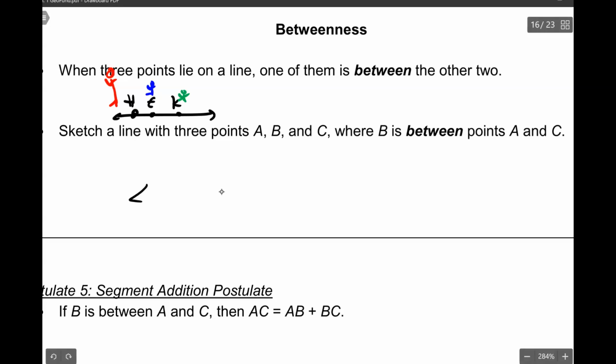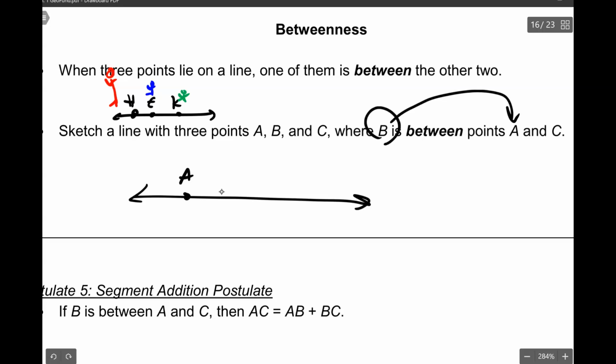So we want to sketch a line with 3 points, A, B, and C, where B is between points A and C. So here's A, here's C. Where should I draw my B? It has to be between A and C. Will you point for me? On this side? So remember, it has to be in between the two. So B has to be between. I don't want to put it over here because then C is between, but I want B between.